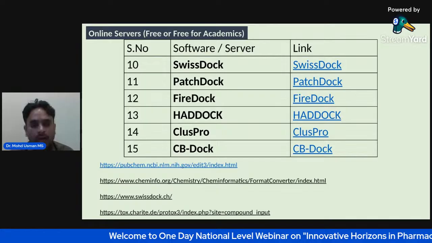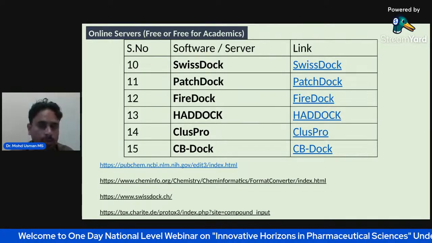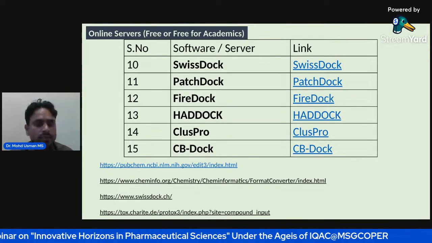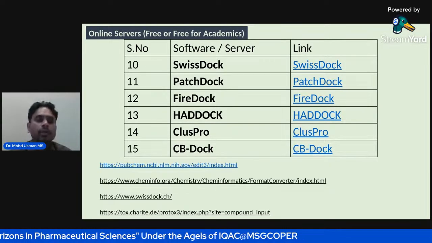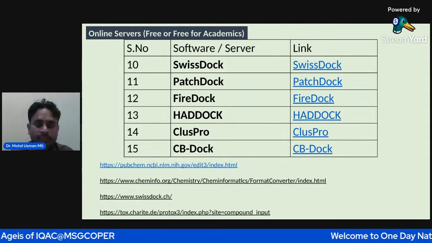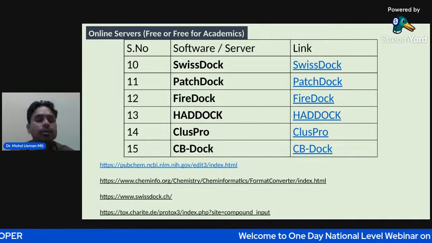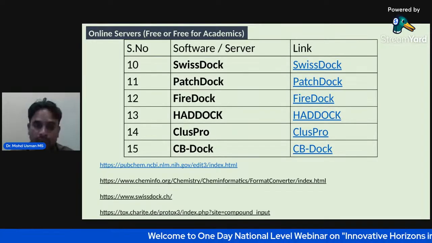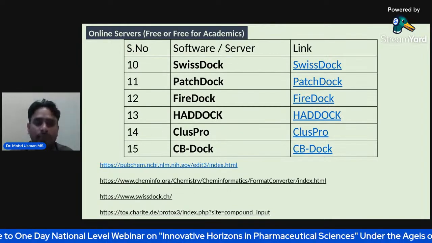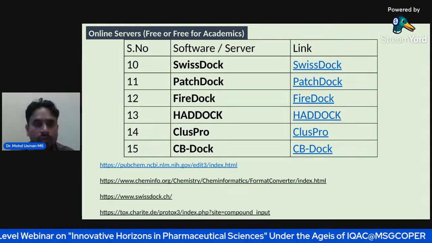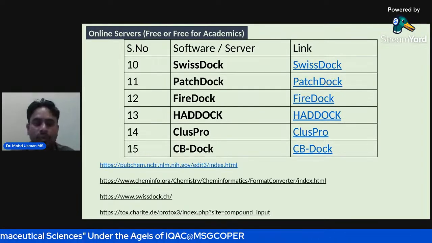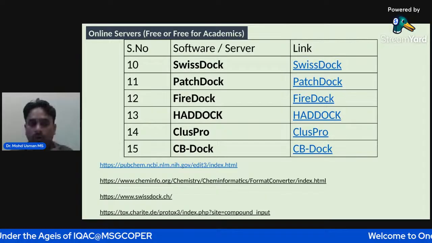In this case SwissDock is there, then PatchDock, FireDock, ClusPro, CB-Dock. All these are free software used for molecular docking online. You need to provide your PDB ID, protein data bank ID, or upload the 3D structure of your protein that can be downloaded from the protein data bank. Then you give the molecule you need to dock, then it will give the 3D or 2D image of your docked molecule after docking, and it will provide the docking score.